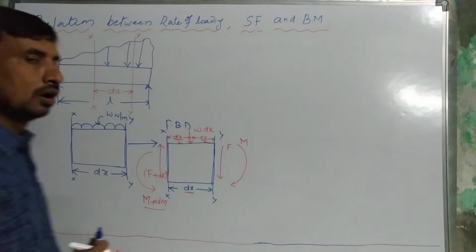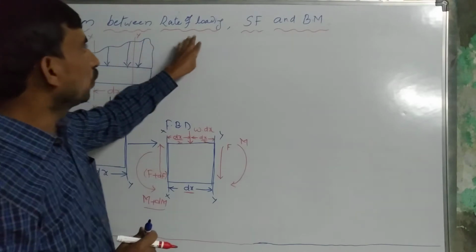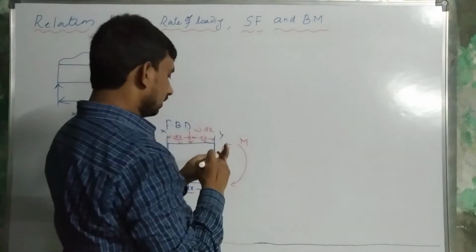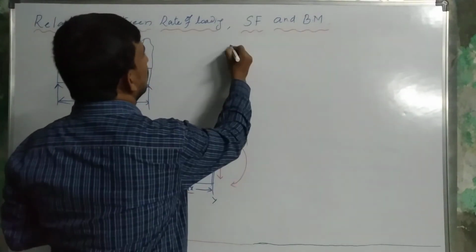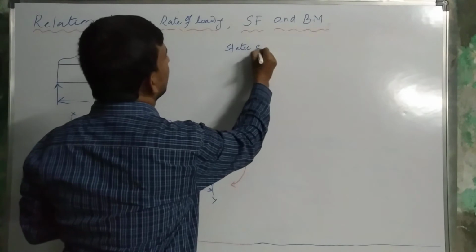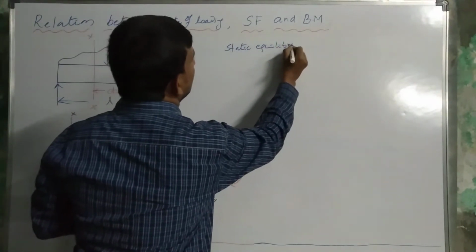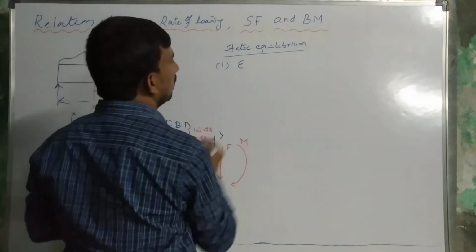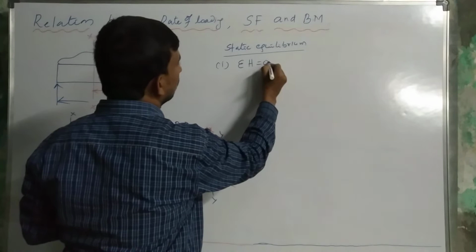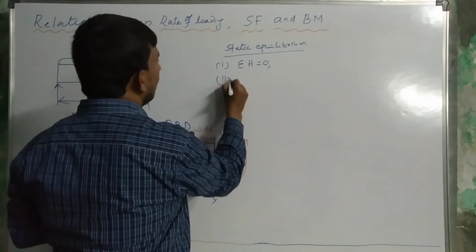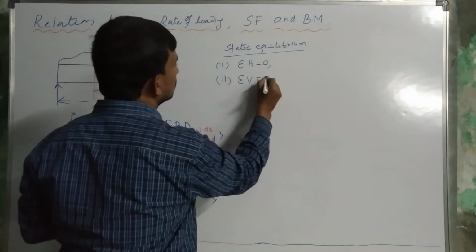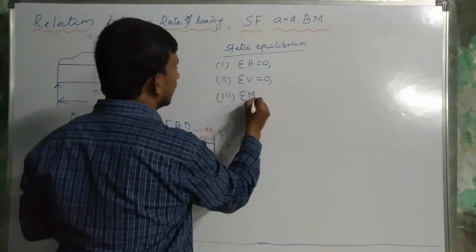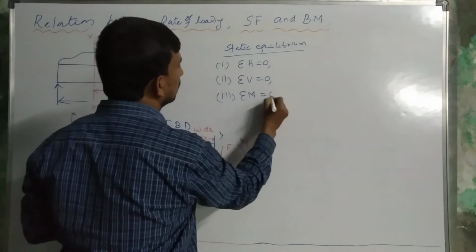This is taken from the generalized loading condition. To derive the relation between rate of loading, shear force and bending moment, we should apply static equilibrium equations. So what are those equations? First equation is algebraic sum of horizontal forces equal to 0. Second equation is algebraic sum of vertical forces equal to 0. And third equation is algebraic sum of moments about any point or any section equal to 0.